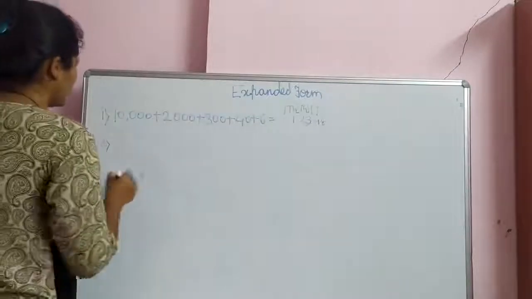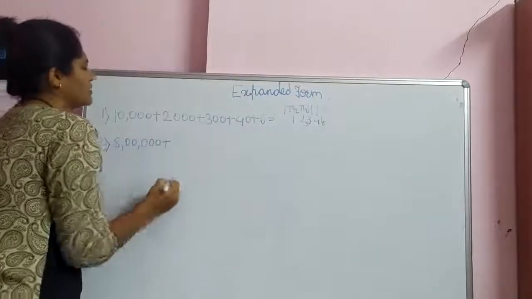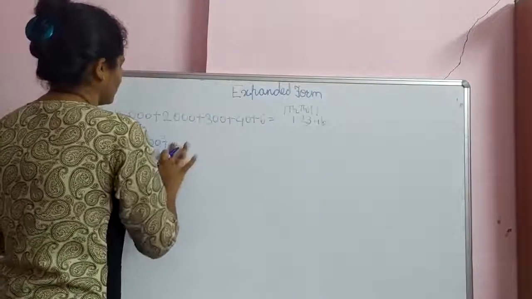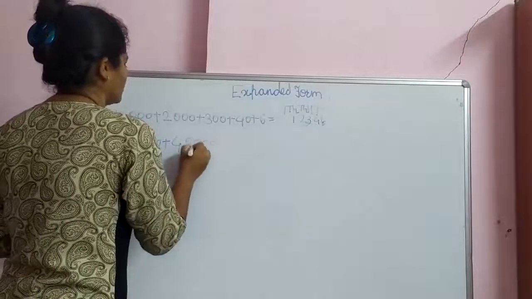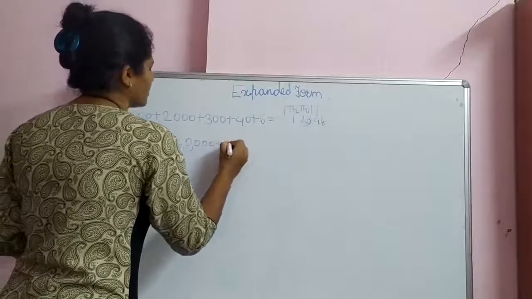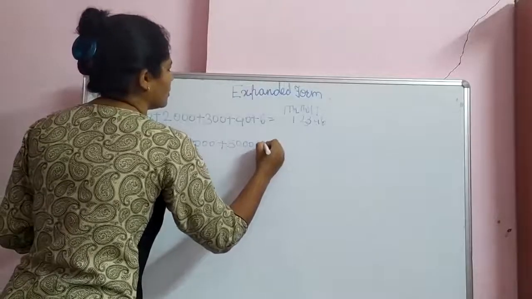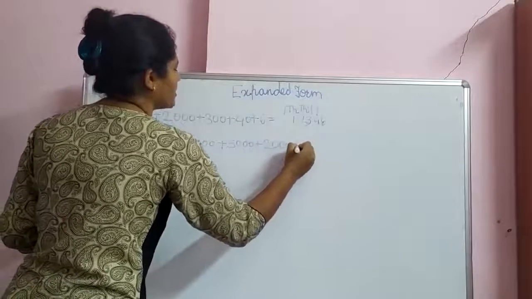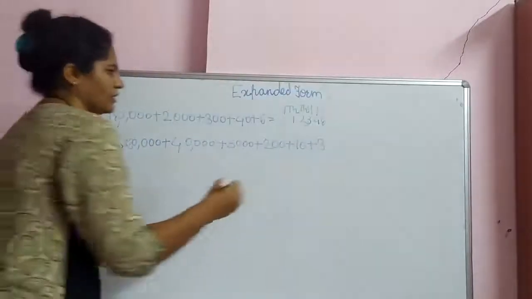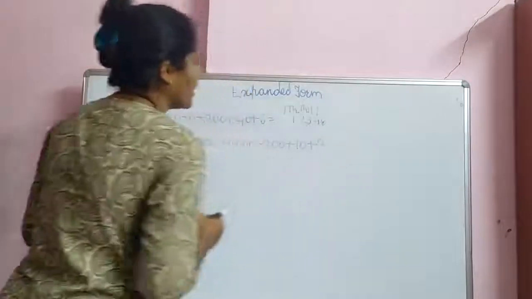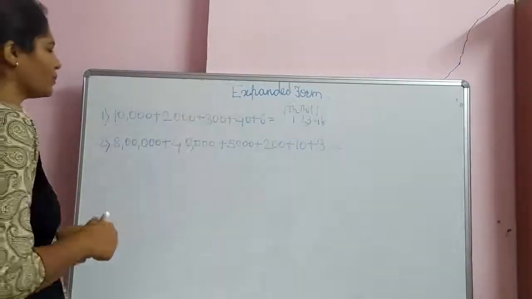Now we see the next example. What is the next example? We write 80,000 plus 40,000 plus 5,000 plus 200 plus 10 plus 3. This is the expanded form. And what we have to write? We have to write the standard numeral. So how to write it? Again we can do the same way.